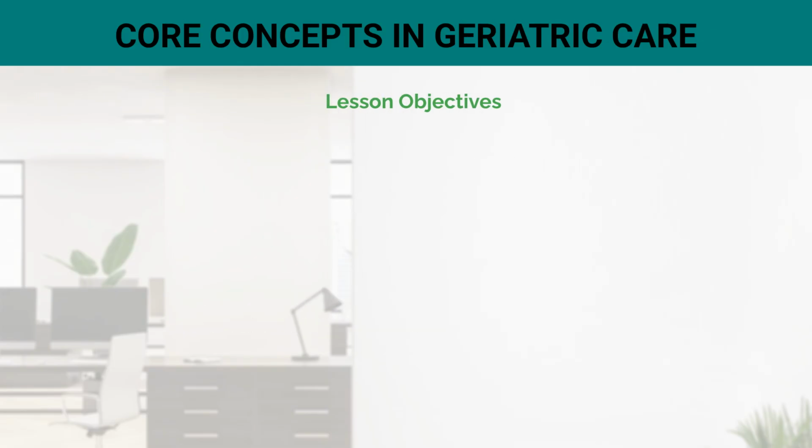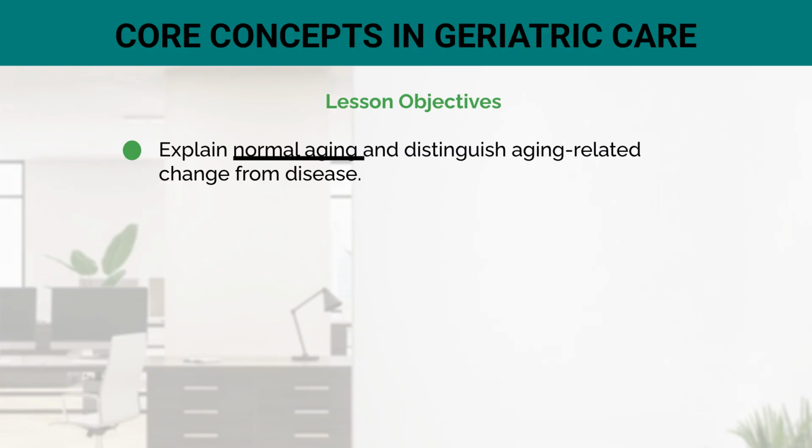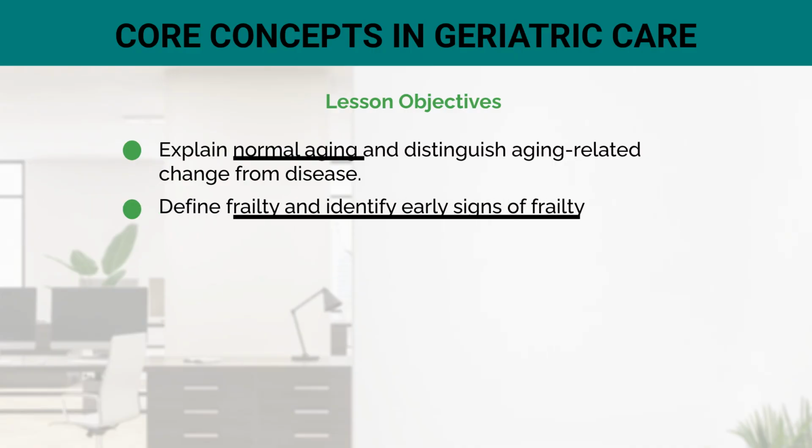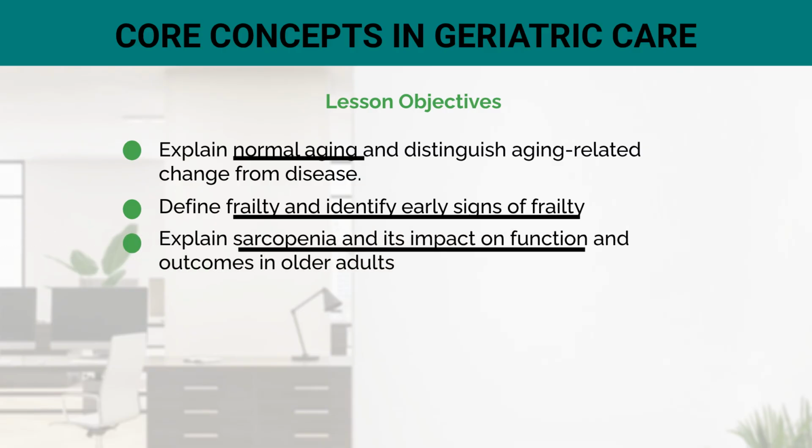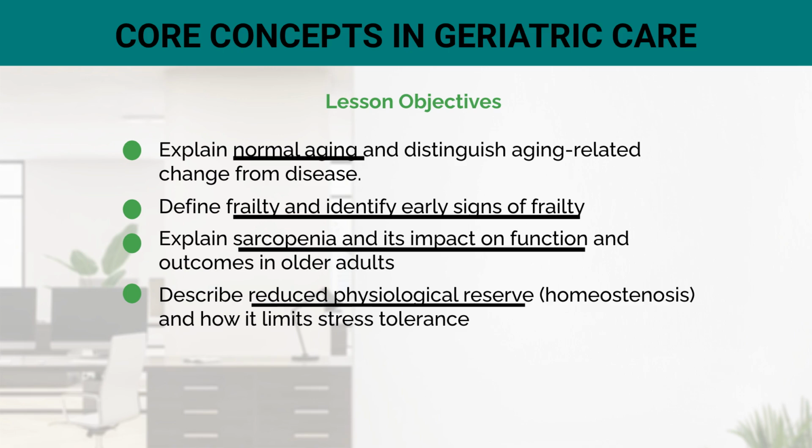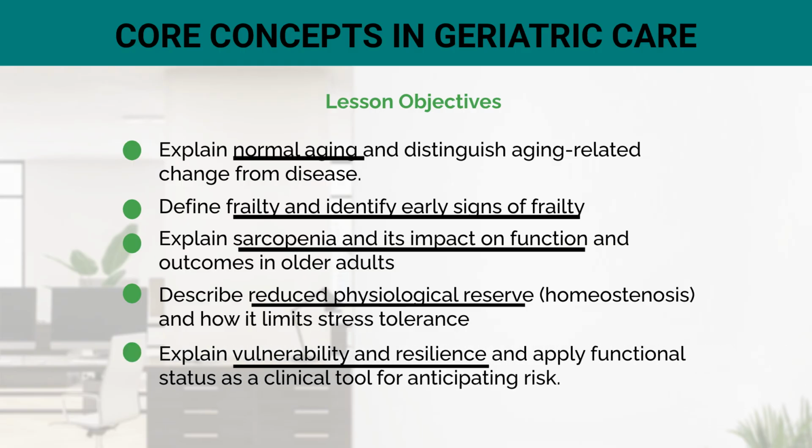By the end of this video, learners should be able to: 1. Explain normal aging and distinguish aging-related change from disease. 2. Define frailty and identify early signs of frailty. 3. Explain sarcopenia and its impact on function and outcomes in older adults. 4. Describe reduced physiological reserve, also known as homeostenosis, and how it limits stress tolerance. 5. Explain vulnerability and resilience, and apply functional status as a clinical tool for anticipating risk.